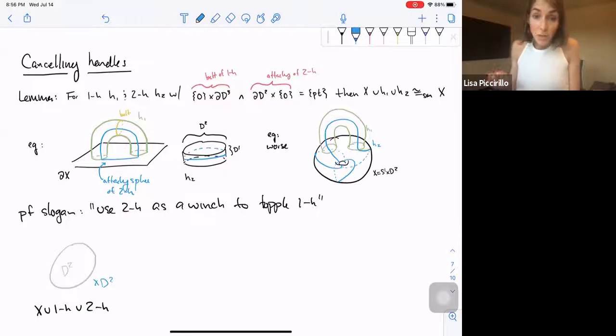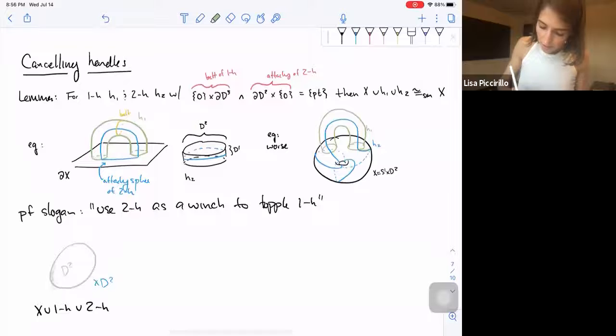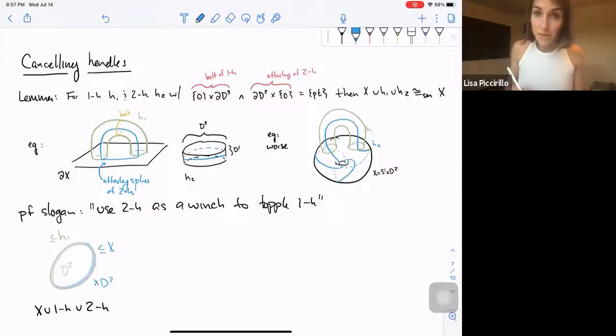So I have my 2 handle somewhere in this space, and I know a little bit about it. I know that its boundary has one arc in the 1 handle, and then the entire rest of the boundary is in X, because the attaching sphere of my 2 handle only runs over the 1 handle that one time. So I don't have to see more than one green interval. So my 2 handle is in here somewhere like this.